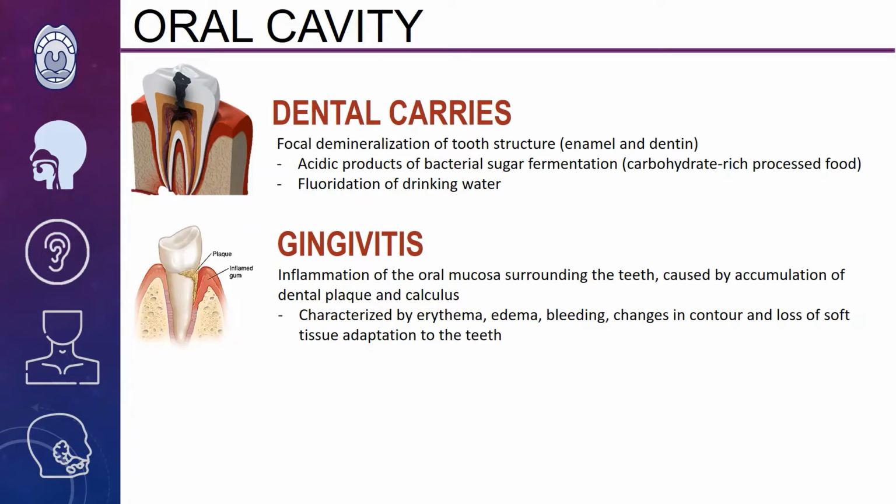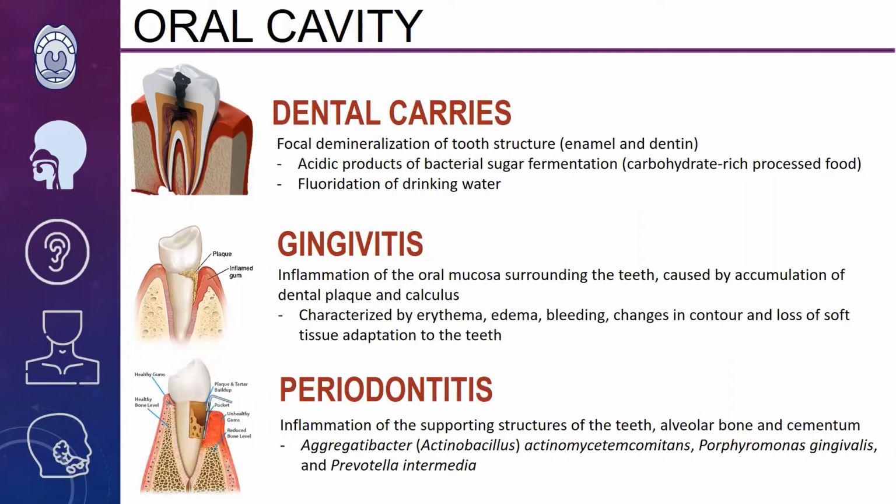Dental plaque is a sticky, colorless biofilm that collects on the surface of the teeth because of poor oral hygiene. It contains a mixture of bacteria, salivary proteins, and desquamated epithelial cells. If not removed, plaque can become mineralized to form calculus or tartar. Gingivitis is characterized by erythema, edema, bleeding, changes in contour, and loss of soft tissue adaptation to the teeth.